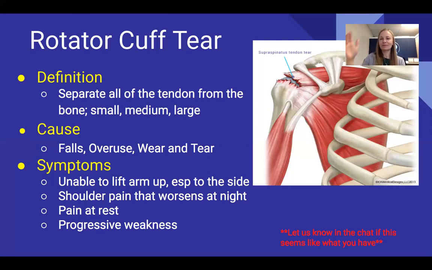And so they're just able to compensate really well with other muscles. And again, kind of the red flag is that the pain persists, especially at nighttime.